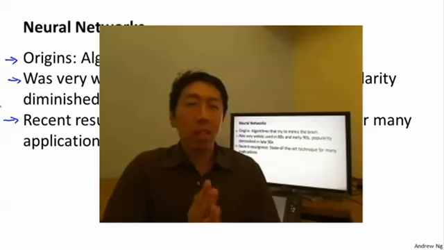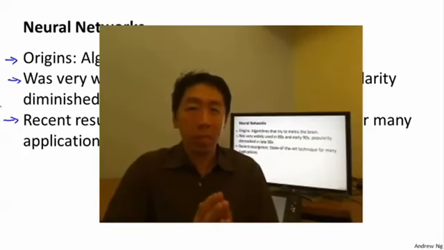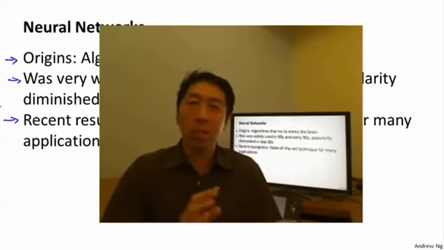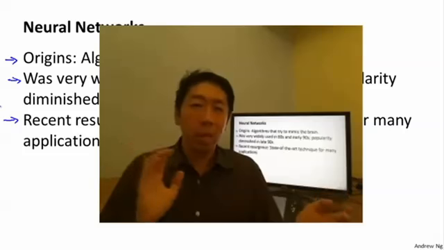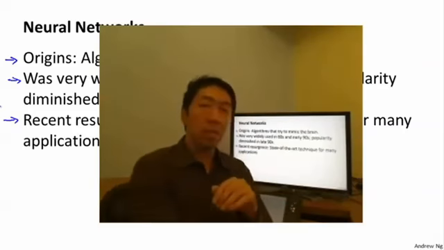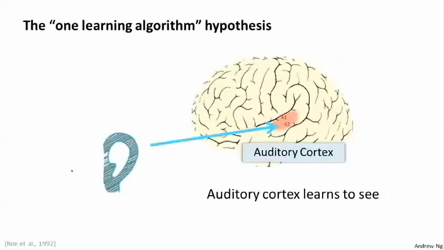But there's this fascinating hypothesis that the way the brain does all of these different things is not with 1,000 different programs, but instead the way the brain does it is with just a single learning algorithm. This is just a hypothesis, but let me share with you some of the evidence for this.